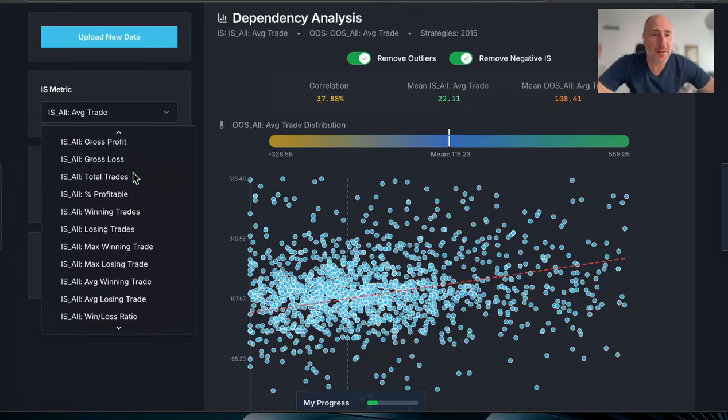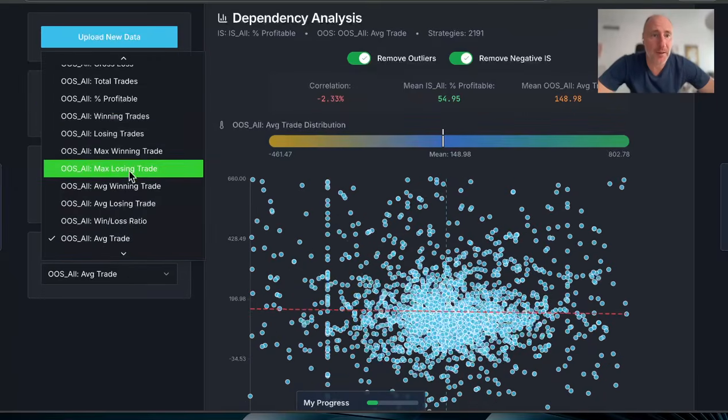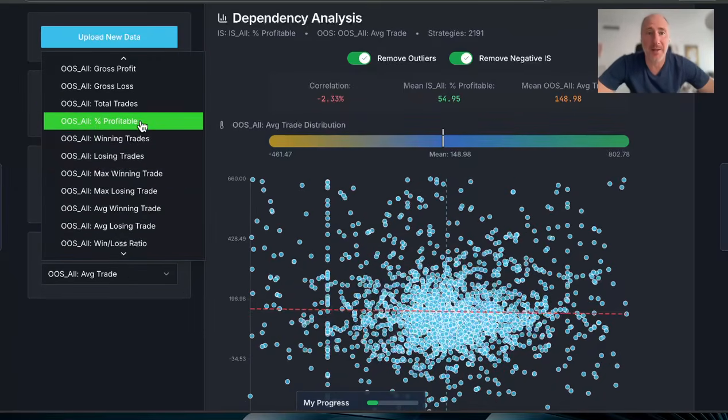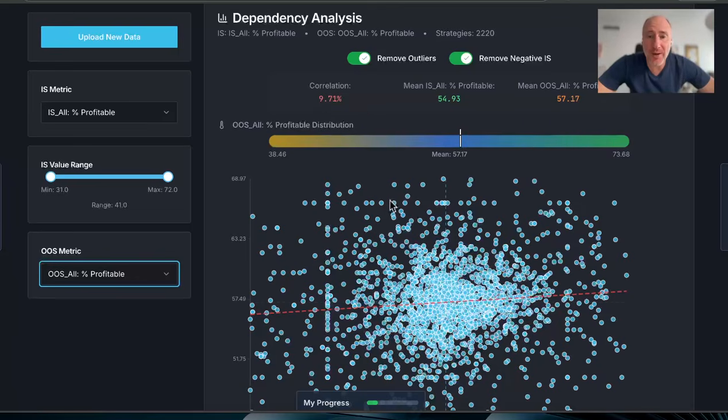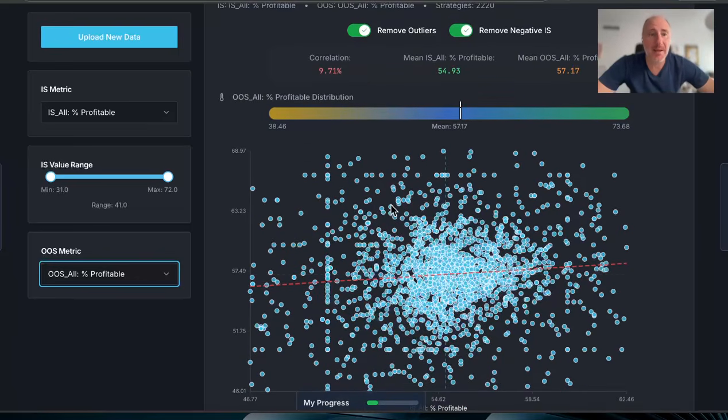Now, a lot of traders optimize for percent profitable. They want really high percent profitability. They want to be right all the time. I want to show you something. This is the worst metric ever. I mean, like ever. Do not even bother. There is zero correlation. There is no dependency. Basically, optimizing for a high win percentage tells you absolutely nothing about your true out of sample performance.